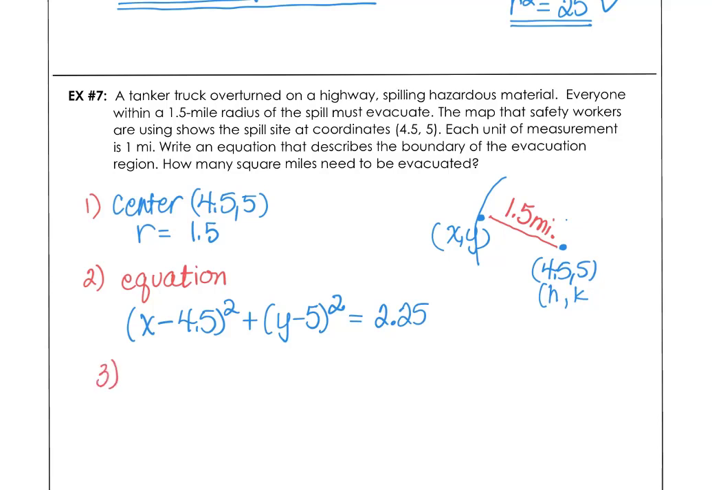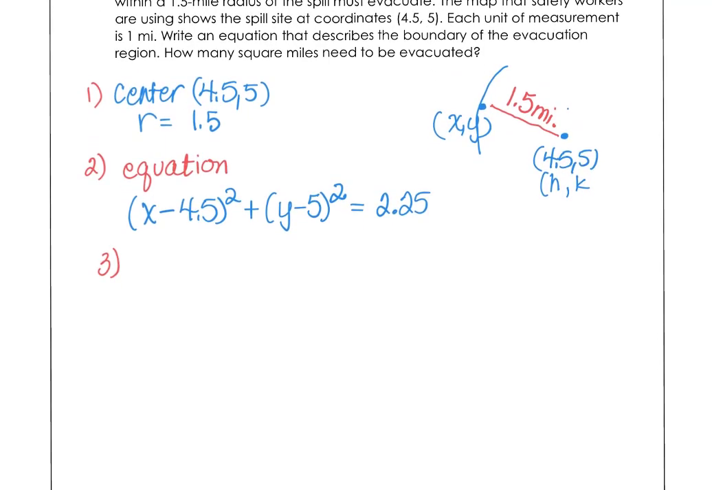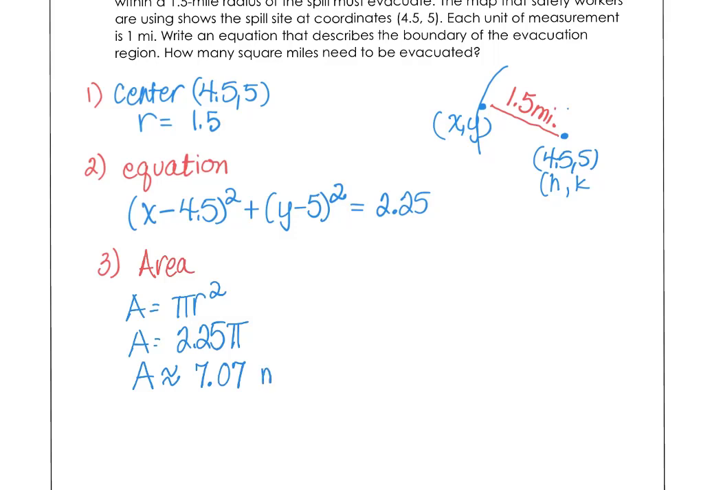And then the total area that needs to be evacuated. We know that the area for a circle is pi r squared. And the area for this particular circle is going to be the radius squared, which is 2.25, times pi, and using your calculator, that's roughly 7.07 square miles of area that need to be evacuated to get away from that hazardous material spill.